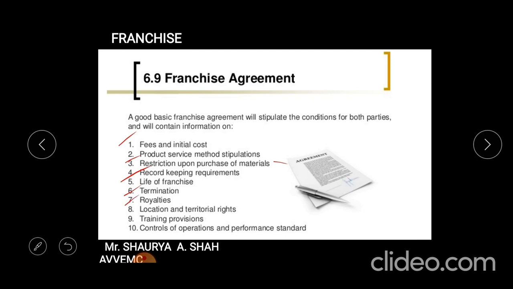Location and territorial rights. In which territory particularly the franchisee should be open, what should be the location for that, in a particular area how many franchises are to be given. So all those conditions are written in the franchise agreement.